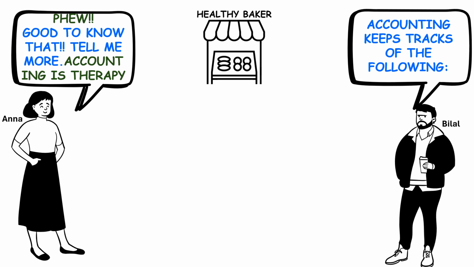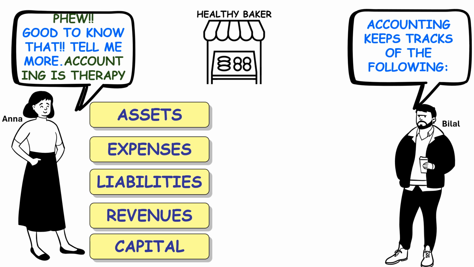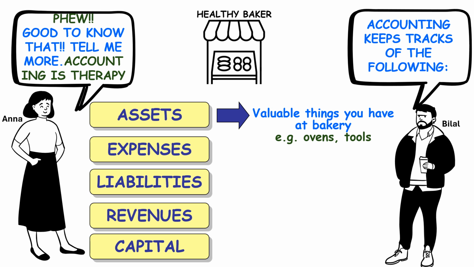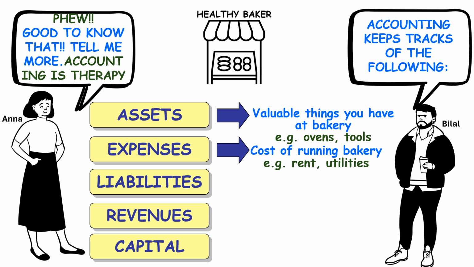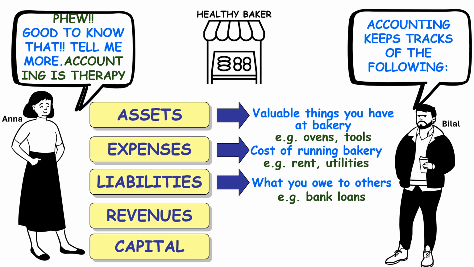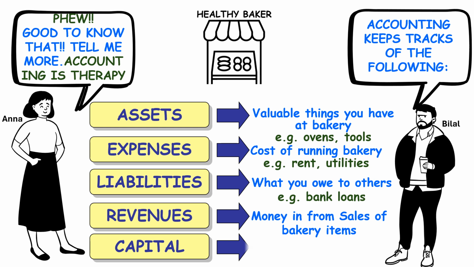So Bilal says accounting keeps track of the following for the business: assets, expenses, liabilities, revenue, and capital. Assets are the valuable things at the bakery, which are owned by the bakery, such as ovens and tools and equipment. Expenses are the cost of running the bakery: rent, utilities, and insurance. Liabilities are what the business owes to others, such as bank loans. Revenue is money in from the sale of bakery items. And capital is what the owner gives to the business. So what Anna invests in the business will be capital.